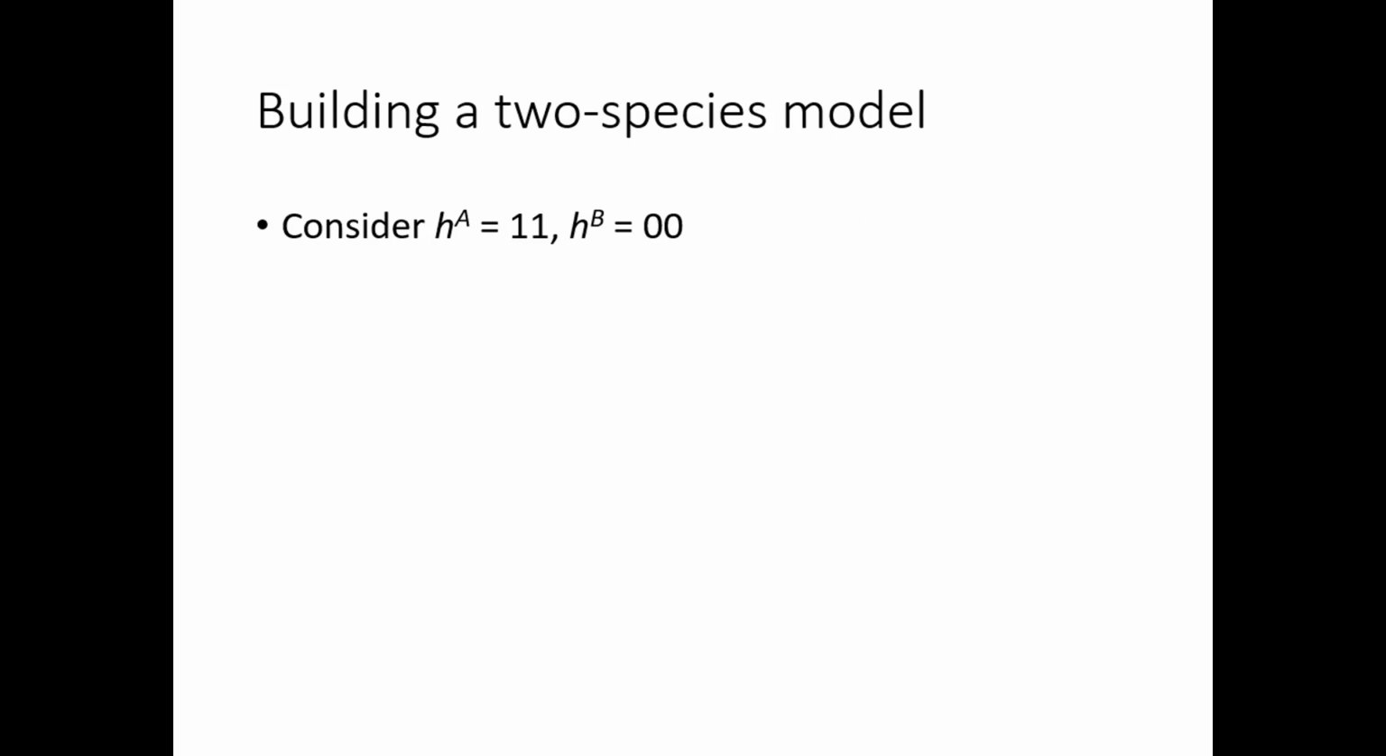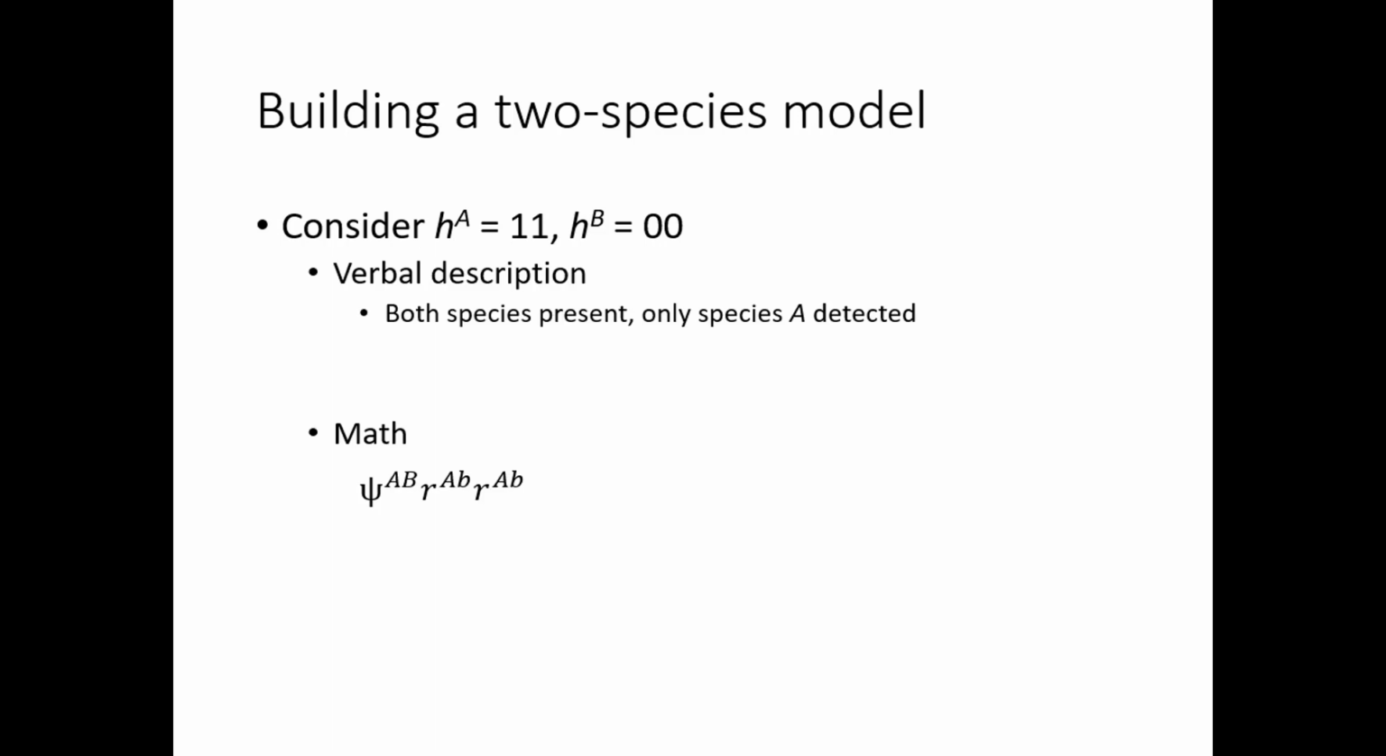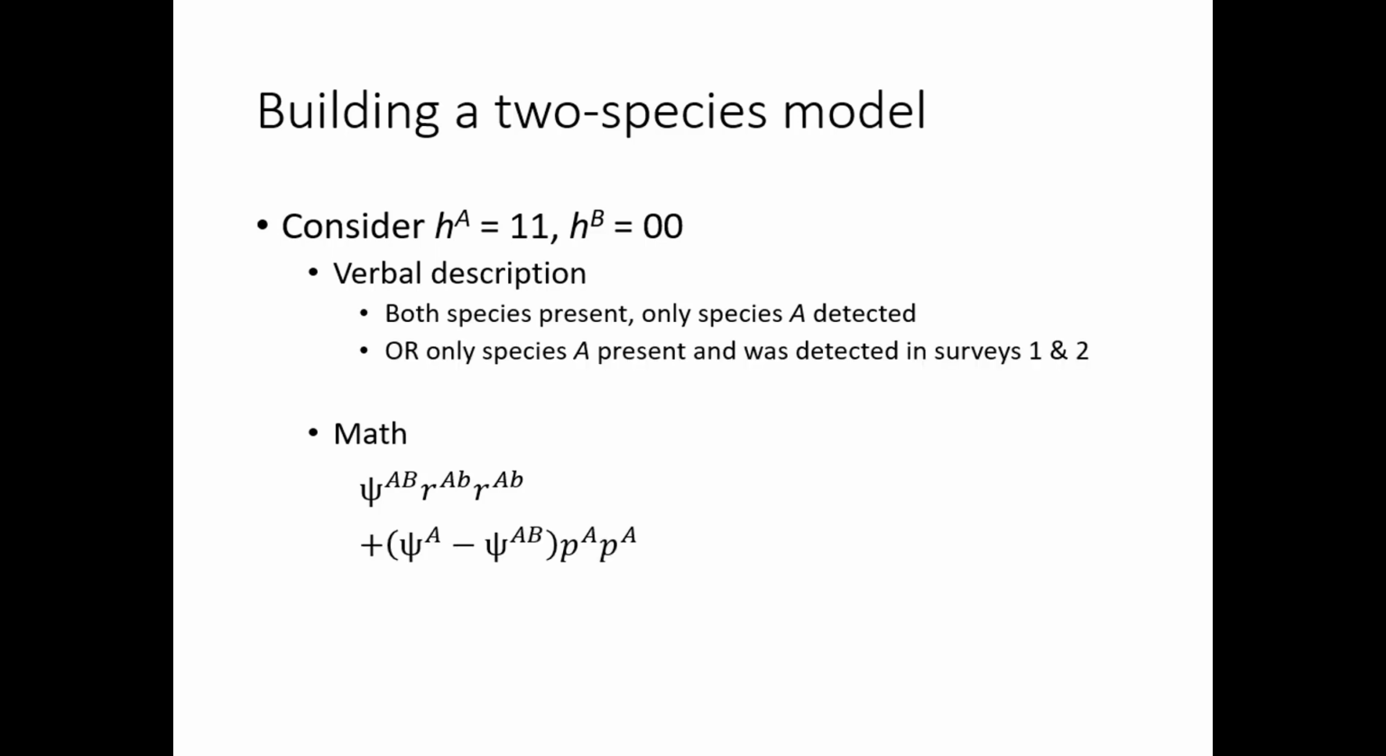Let's consider the following encounter history with two repeat surveys for species A and B. Here we have to account for two possibilities. Either both species are present with probability psi AB, but only species A was detected on survey 1 and 2 with probability R. Or only species A was present with probability psi A minus psi AB and was detected on survey 1 and 2 with probability pA.